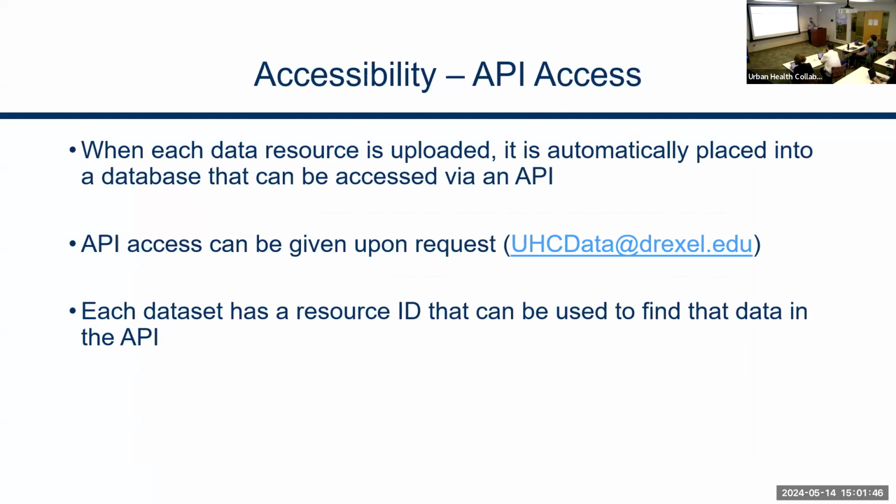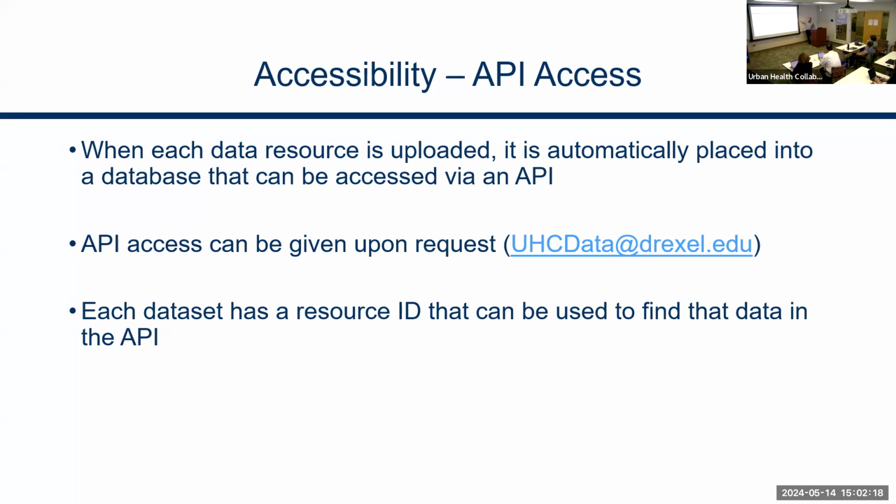Okay, and now let's move on to accessibility. When we upload a data resource, as long as that data resource is readable by CKAN, which is usually some form of text file or JSON file or something along those lines, it automatically gets uploaded to a database that is searchable and accessible for APIs. We don't have to do any other work other than just uploading it, which is great.